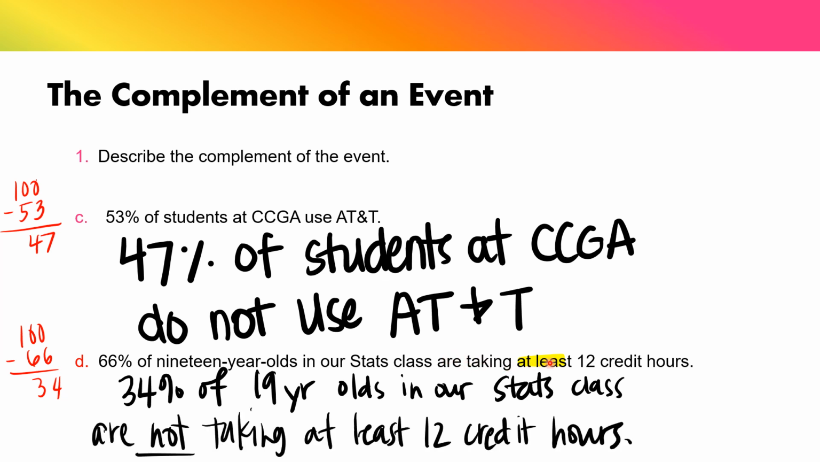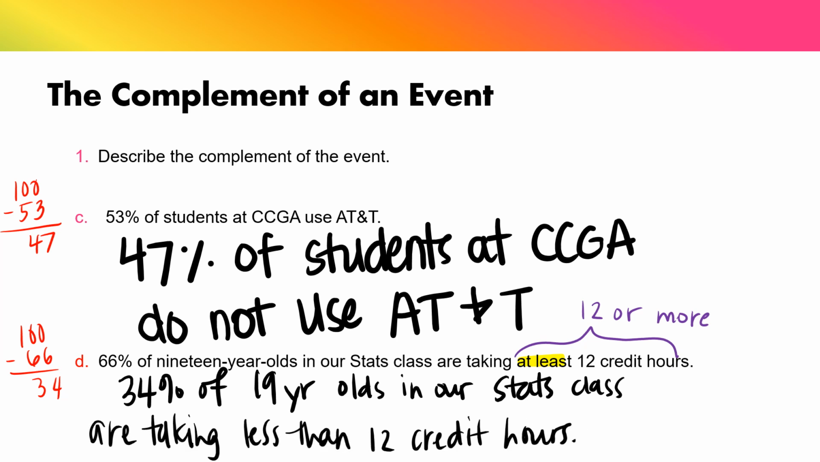But I think we can word that a little bit better. Let's think about what the opposite of that is. If you're taking at least 12 credit hours, that would be 12 or more. So the opposite of that would be less than 12. Does that make sense? At least 12 credit hours means 12 credit hours or more, so the opposite would be on the other end of the spectrum, which would be less than 12 credit hours. So 34% of 19-year-olds in our stats class are taking less than 12 credit hours.